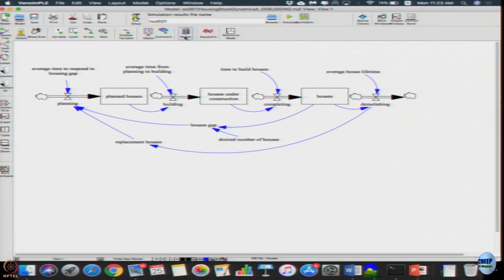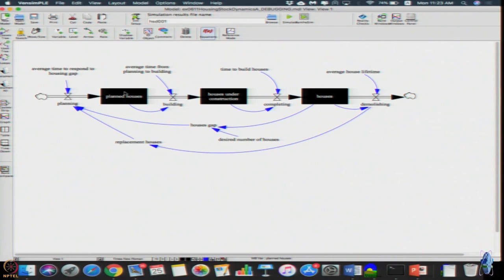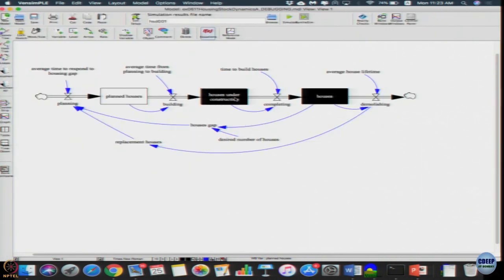So, let us click this, delete, and delete this, clicking the rate. It is done. If you click equations, the rate equation has to be changed. You go to planned houses, it is already defined, inflow minus outflow. So, all you have to do is click OK, click the second one, click OK, click the third one, click OK. They all seem to be fine.